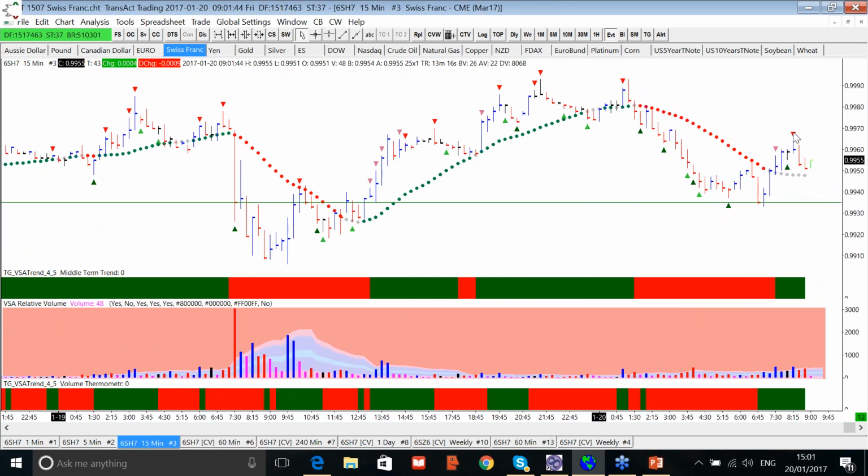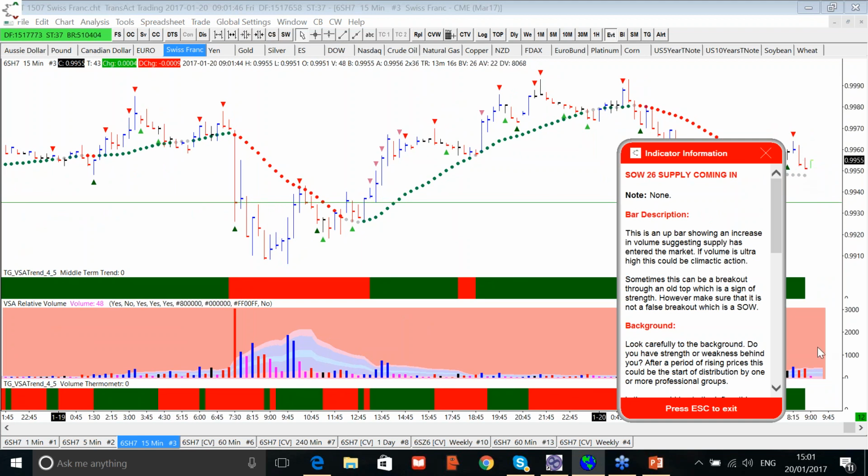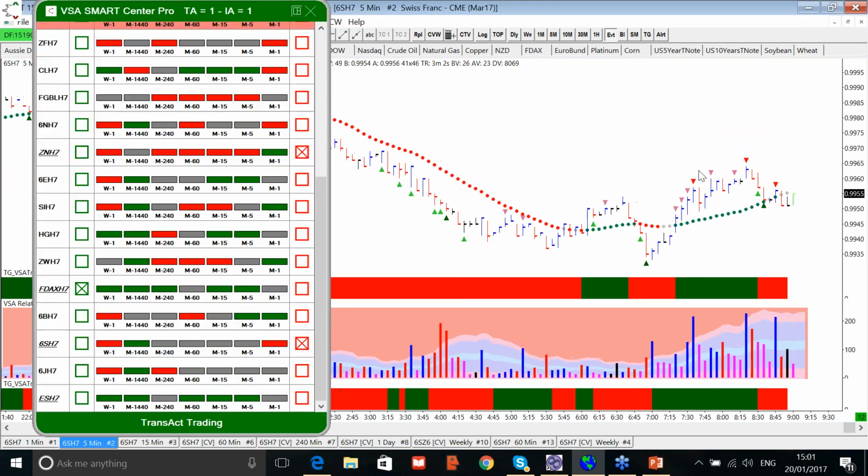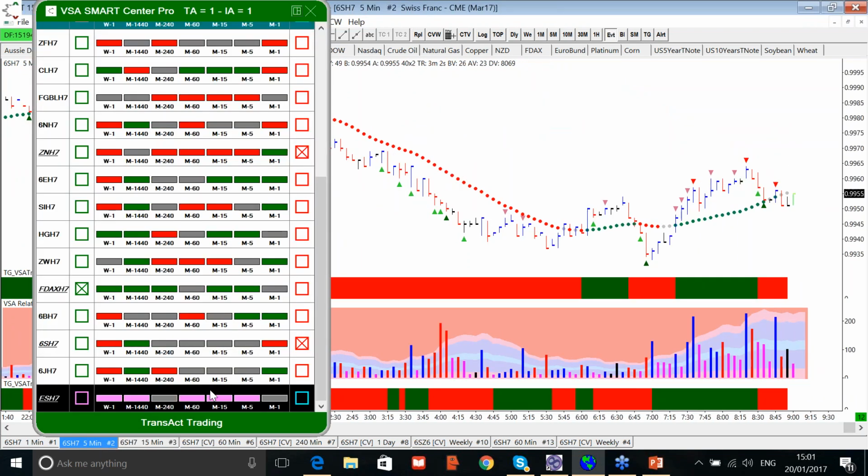15-minute chart, a bit more obvious, supply, 2 down bars, we've got an up bar. And again, in the next 14 minutes, if that closes on low volume, that would be no demand. Sign of strength has arrived.